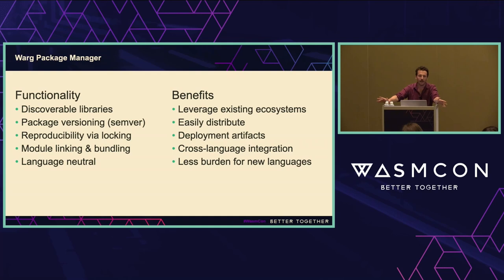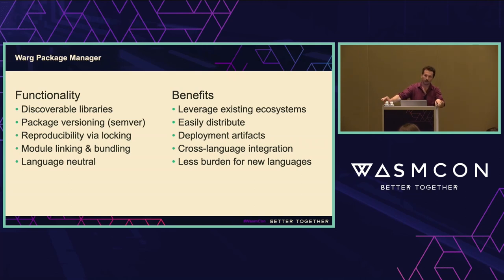So some of the functionality that we want to see here in the Warg registry is a place where you can go and discover libraries that have been published with Warg. Package versioning, so that when an author modifies a package, they can do a version bump, and then you can opt in when you're ready, but not before, so that your code doesn't break. We'll also talk about the reproducibility that we have via locking, which is going to be essential for production deployments.